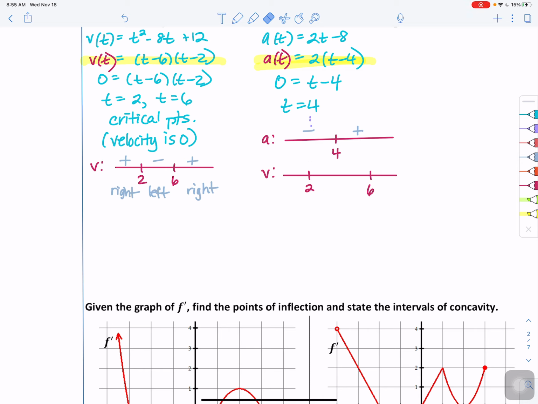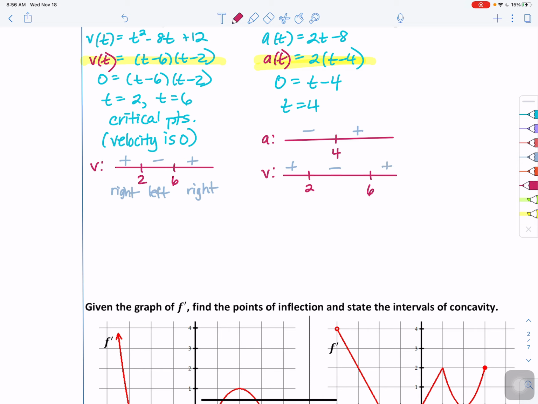Okay? So here, maybe that's not the best, those dashed lines. Let me take those off. And let me just fill in these. Plus, minus, and plus. It's probably better like this, unless maybe I use a highlighter there. I don't know if you like that. I kind of don't. So let's just write our intervals, okay?